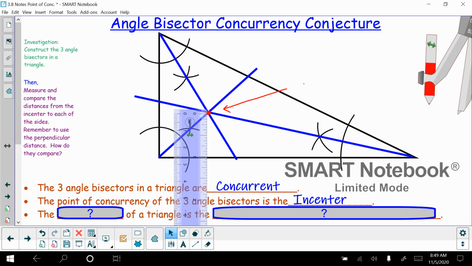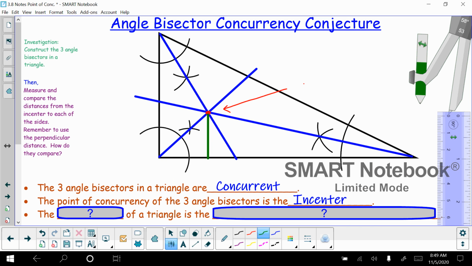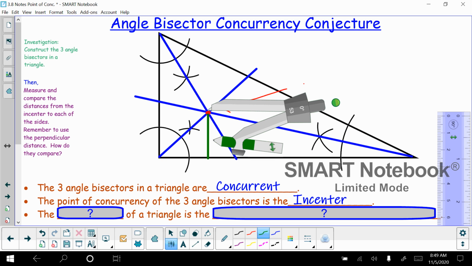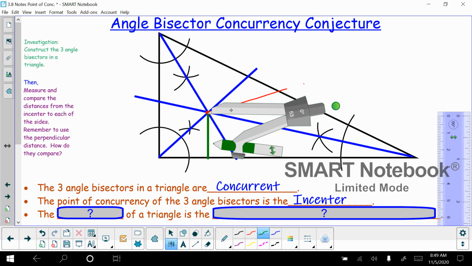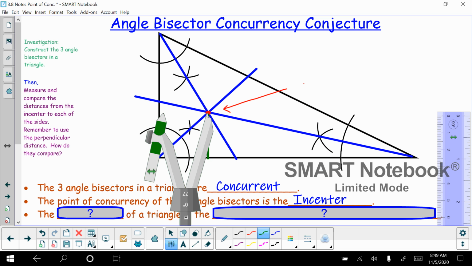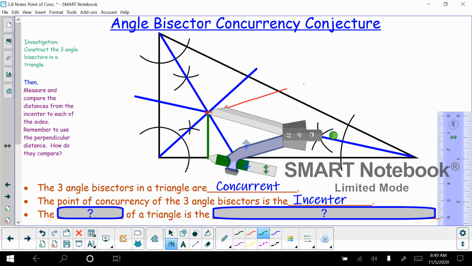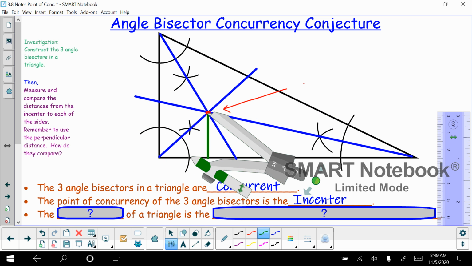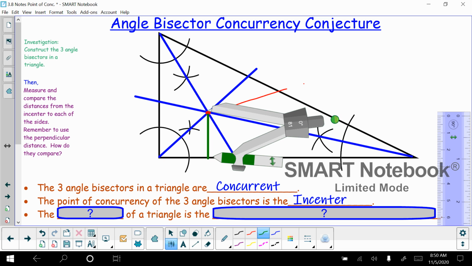Usually we should construct, but I'm going to let you estimate. So get your ruler and draw the perpendicular distance. I'm going to get a different color from there to the bottom. And that's how far it is to that edge, to that side. So what I want us to investigate is place your compass on there. Get the measure of that right there, and compare it to the others. It should be, if we did this right, going perfectly through.